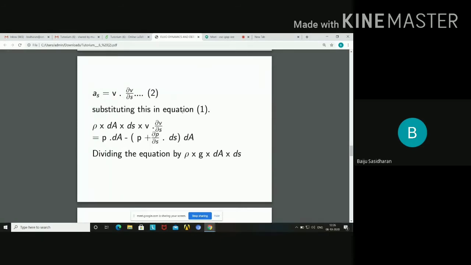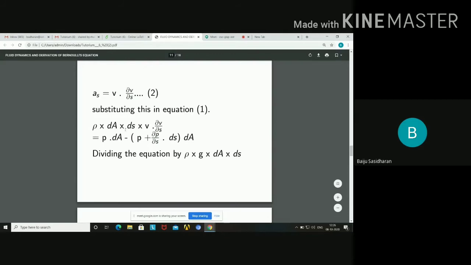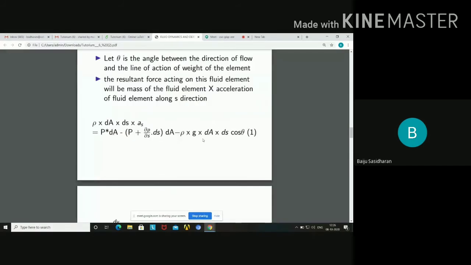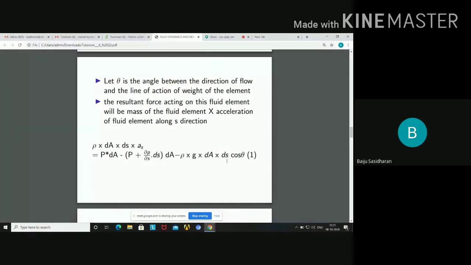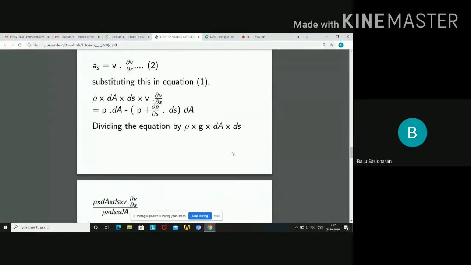And substituting this value in this equation, that is mass into acceleration, instead of that acceleration we put v into dou v by dou s. That is rho into dA into ds into v into dou v by dou s, which is equal to P into dA minus P plus dou P by dou s into ds into dA minus rho g dA ds cos theta. That also you have to incorporate in this equation.